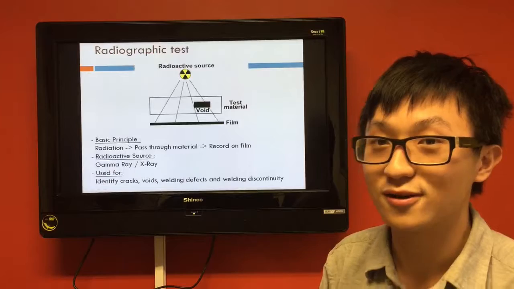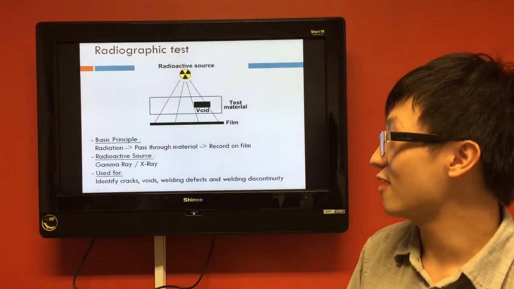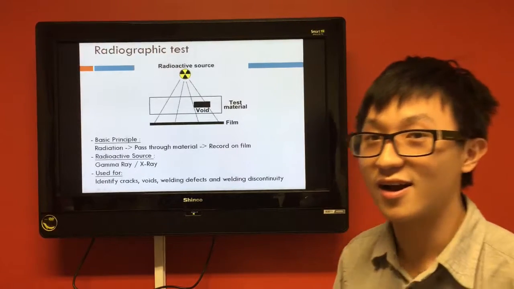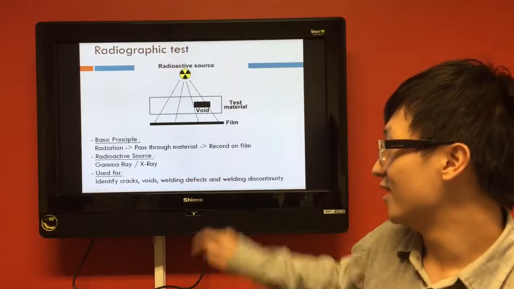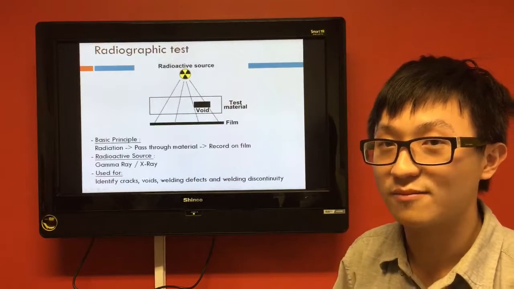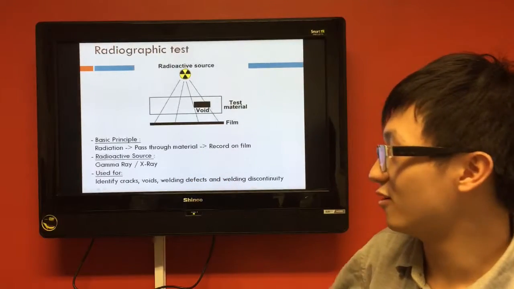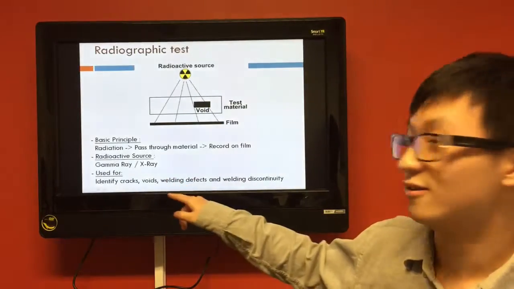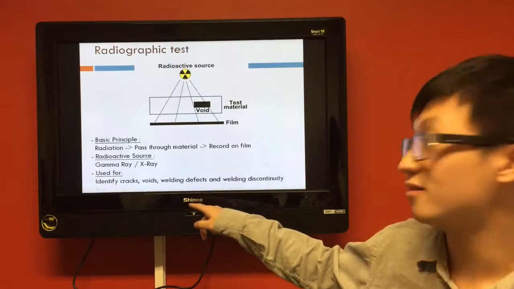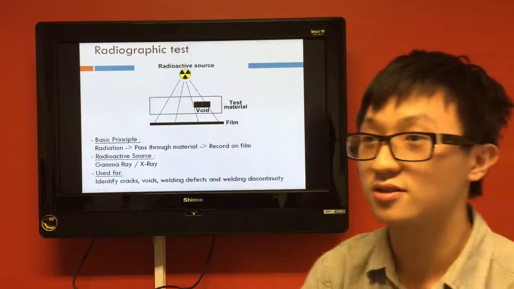The radiation source of the radiographic test is usually gamma ray or X-ray. It is particularly used on steel structures for identifying cracks, voids, welding defects, and welding discontinuities.